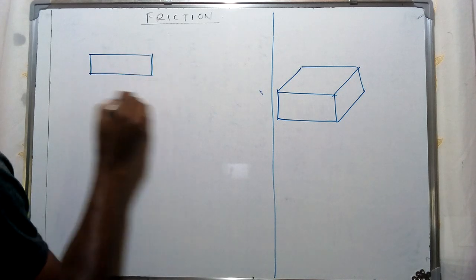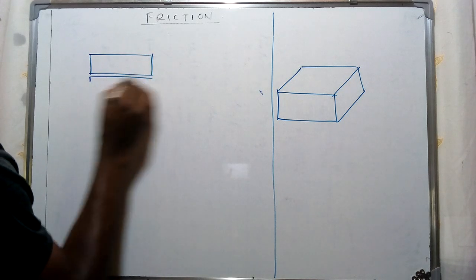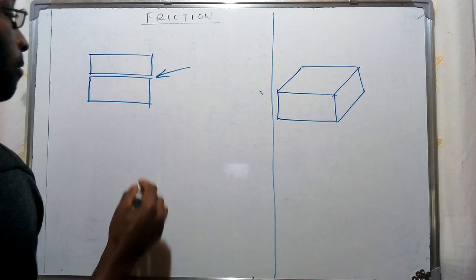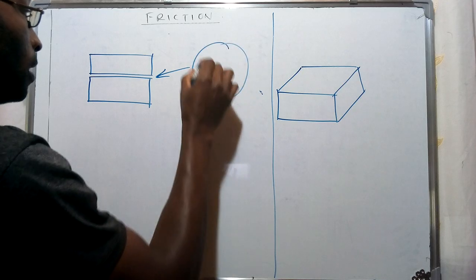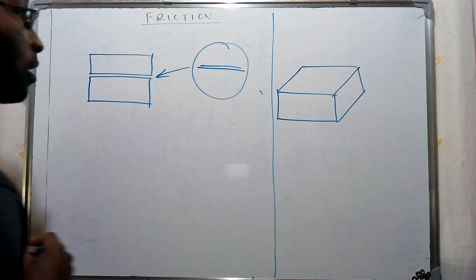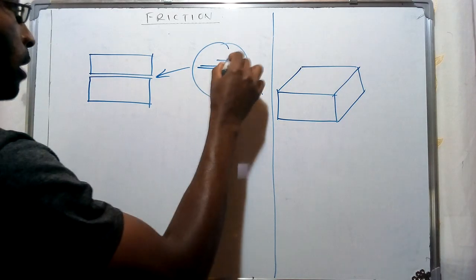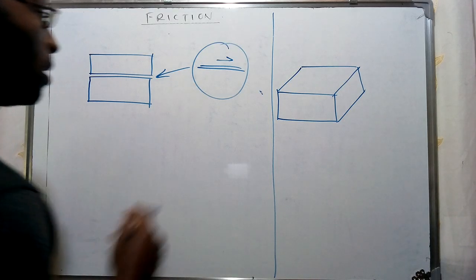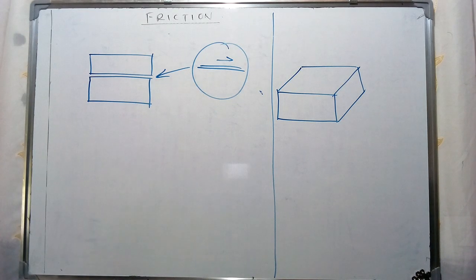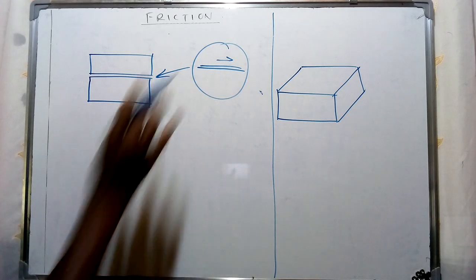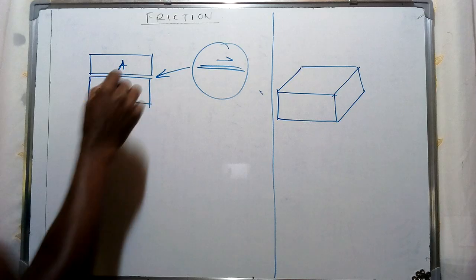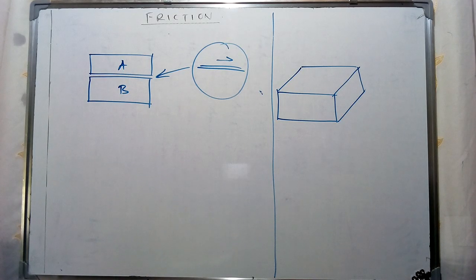So suppose we have two items shown as such. If we look at the surfaces of these items, they are in contact with one another. But if we try to move one surface against the other, we're going to see that some kind of resistance is going to be developed. And this is the concept of friction, which is realized between the two surfaces of A and B.